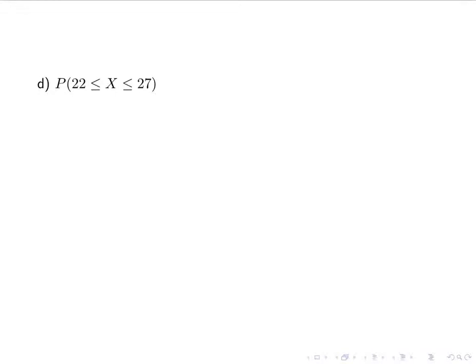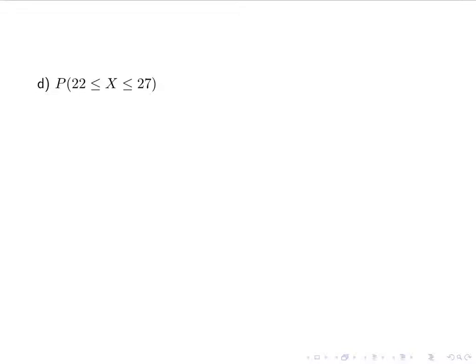So let's try another one. What is the probability that x is between 22 and 27? This is a little different than the ones that we've seen, and we have to figure out how to write this in Excel. Remember, Excel uses either the probability that x is equal to a number or the probability that x is less than or equal to a number.